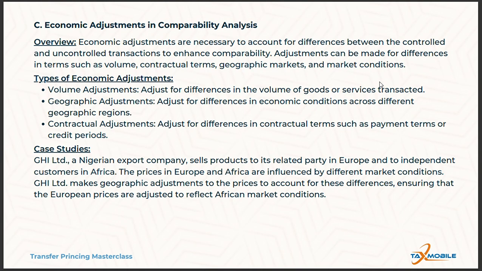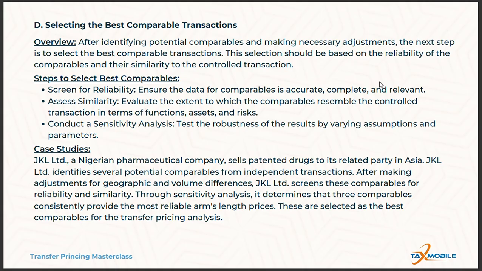Now, if you look at another case study in this particular manner, in Nigeria, let's look at JKL Limited, a Nigerian pharmaceutical company, that sells patented drugs to its related party in Asia, and JKL identifies several potential comparables from independent transactions. After making adjustments for geographic and volume differences, JKL screens these comparables for reliability and similarity.